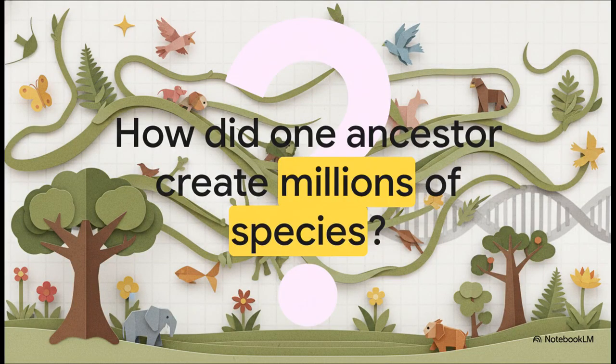So think about this for a second. How exactly did a single common ancestor give rise to the millions of incredibly unique species we share this planet with today? It's honestly one of the most profound mysteries of the natural world. But the answer isn't just some ancient history lesson buried deep in fossils. It's a highly observable, active process happening all around us right this very minute. It is the fundamental logic of life itself.